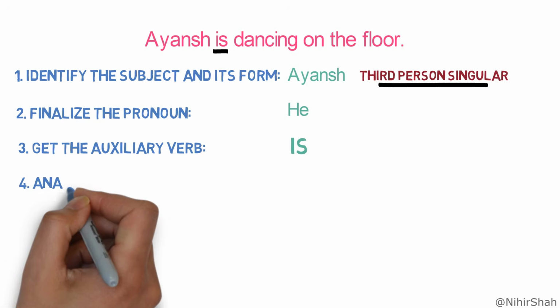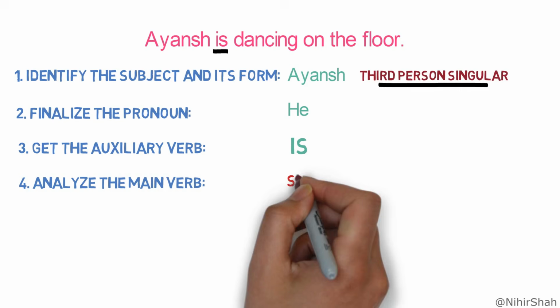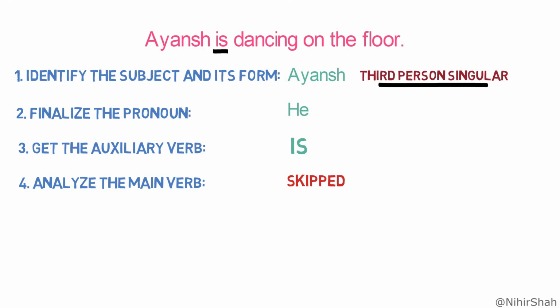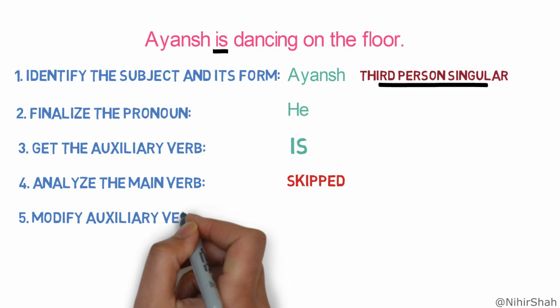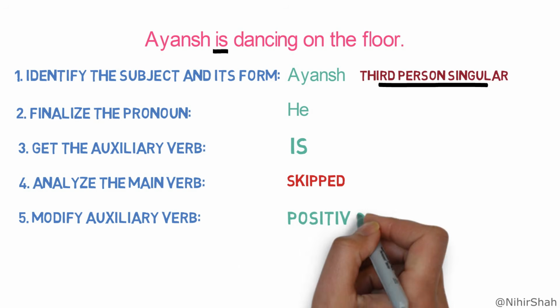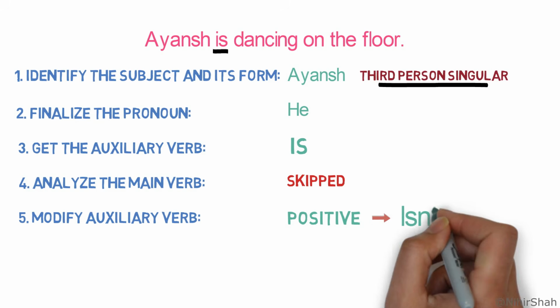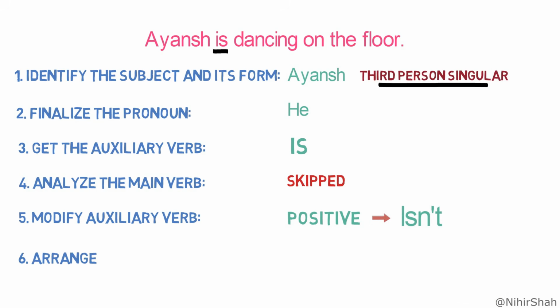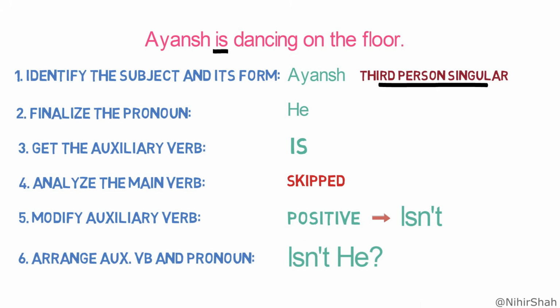Number 4. Analyze the main verb and accordingly get the auxiliary verb if the auxiliary verb is not present. We will skip this step as we already got the auxiliary verb in step 3. Number 5. Modify the auxiliary verb if the sentence is in positive form. Here, the sentence Reyansh is dancing on the floor is in positive form. So, we will use the contracted form of is not, which is isn't. Number 6. Arrange the auxiliary verb and pronoun in proper structure. So, the question tag is isn't he? So, you can follow the steps in a sequential way and get the question tag.